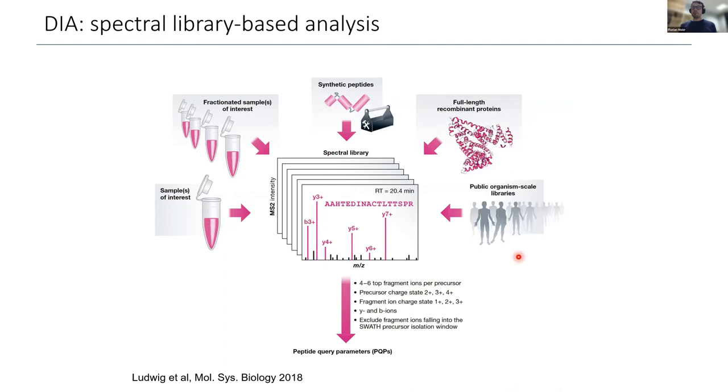There are different ways and strategies to analyze such data. I think the most common nowadays is the so-called spectral library approach, where you, in a separate experiment, acquire a spectral library of all the peptides you expect in your sample. Then rather than trying to identify all the MS2 spectra, you turn the question around and ask, do I find evidence for a specific peptide in my sample? In the end, the result is more or less the same. It just changes a bit the way the data is treated and also the statistics behind all of these procedures.